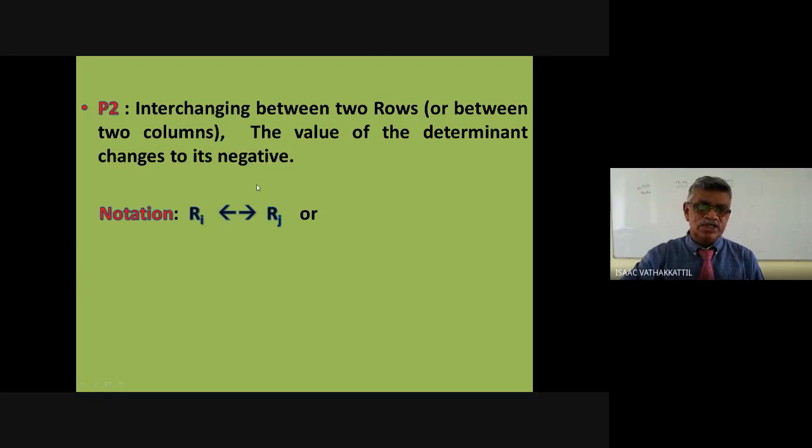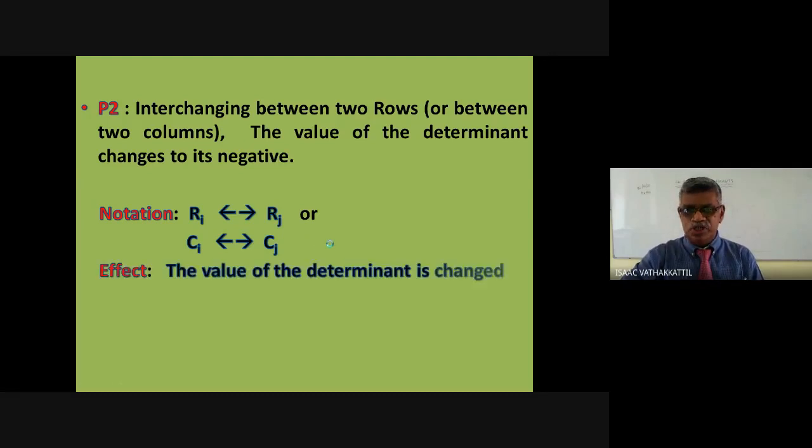For this notation, I can say Ri interchange with Rj. That means the ith row and jth row are interchanged. Or Ci interchange with Cj, the ith column and jth column are interchanged. What is the effect? The value of the determinant is changed to its negative.